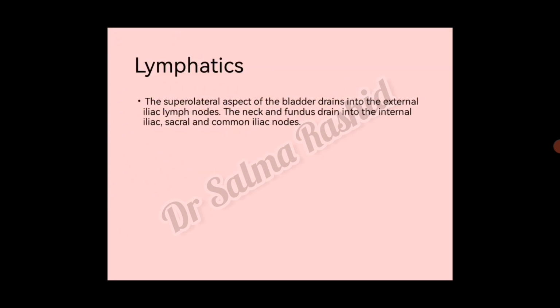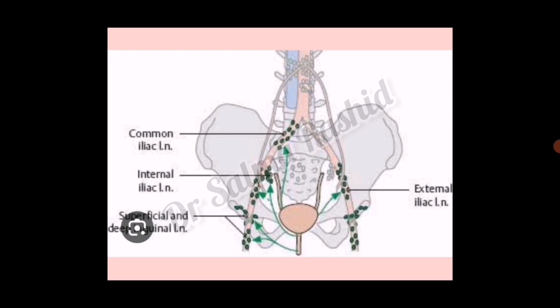Now, lymphatic drainage. The superior lateral aspect of the bladder drains into the external iliac lymph nodes. The neck and fundus drain into the internal iliac, sacral, and common iliac nodes. So, the lymphatic drainage of the bladder has two different sides. The superior lateral surfaces of the bladder drain into the external iliac lymph nodes, and the fundus and the neck drain into the internal iliac lymph nodes. As the bladder has two different sides of lymphatic drainage, it is important for carcinoma of the bladder.